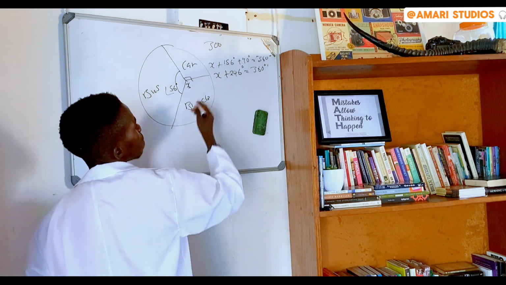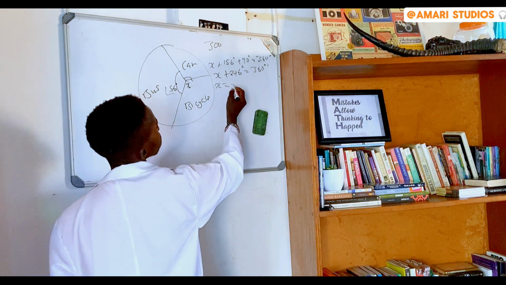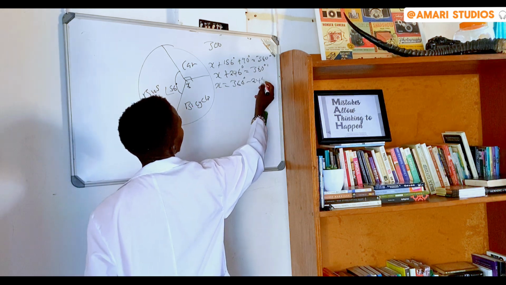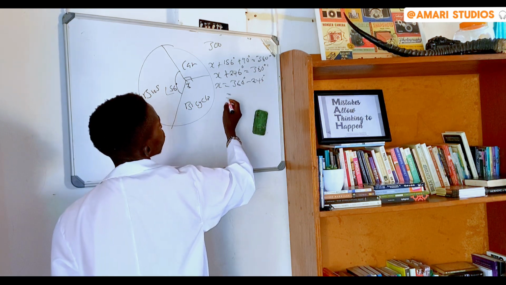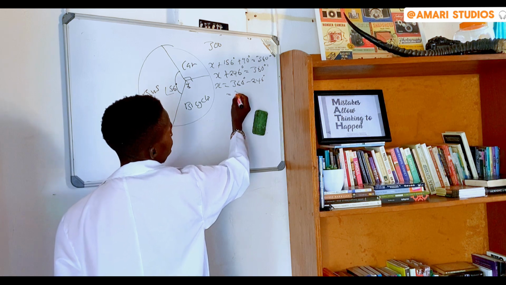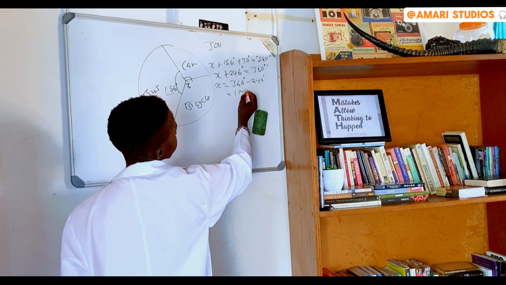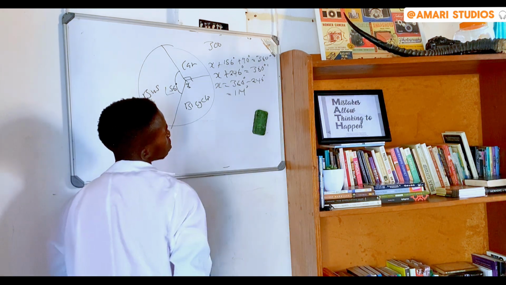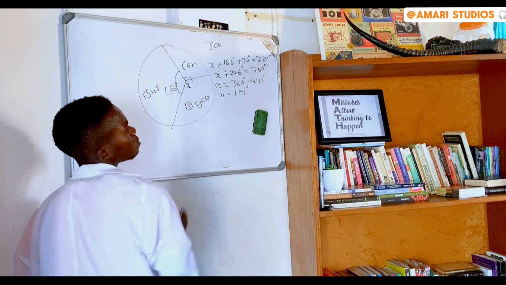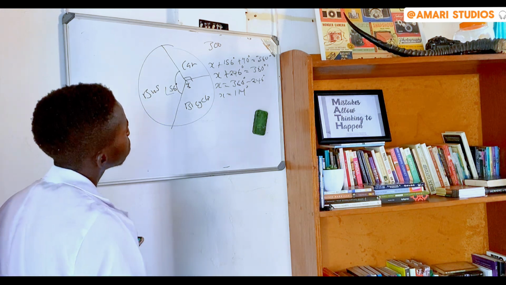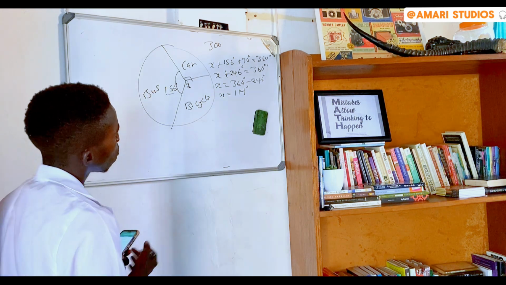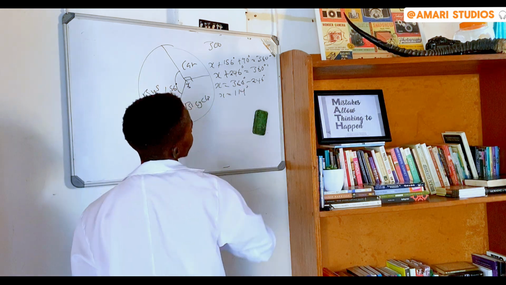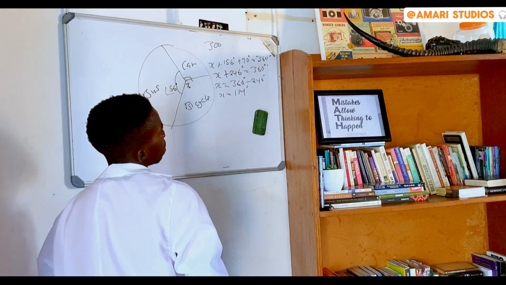Then, collecting like terms, X is equal to 360 degrees minus 246 degrees. At the end, you're going to get 114, just like that, 114 degrees. That is the value that you're going to get if you subtract 246 from 360 degrees, just like that.